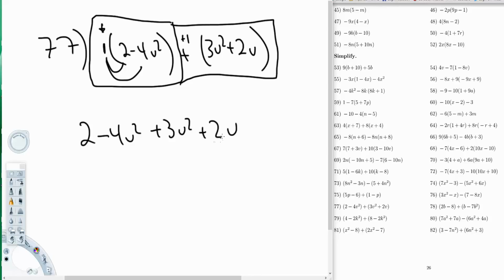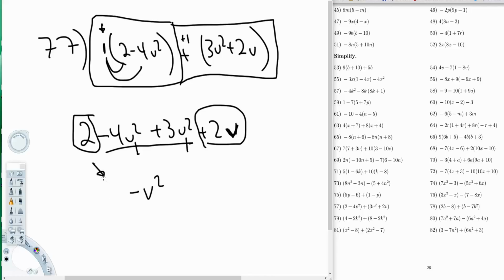We have 2v here. Are there any other 2v or any other v's? Yes, there's v squared, but that's not the same thing. So there's no like terms. This guy is alone. There's no other real numbers, so this guy's alone. And these 2 are v squared and v squared. We can add or subtract these ones. Minus 4 plus 3 equals minus v squared. Bring this down, 2 minus v squared plus 2v.